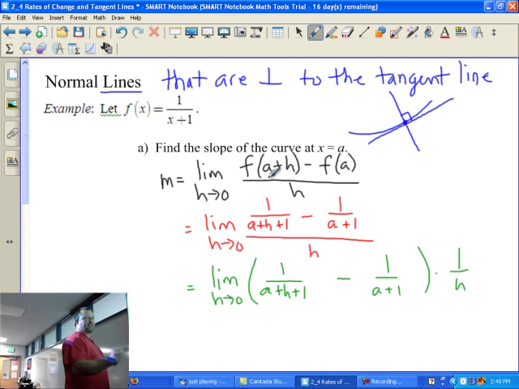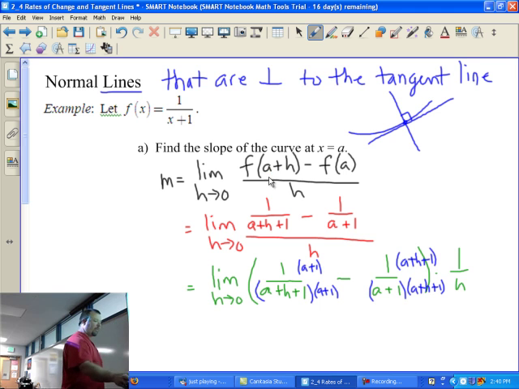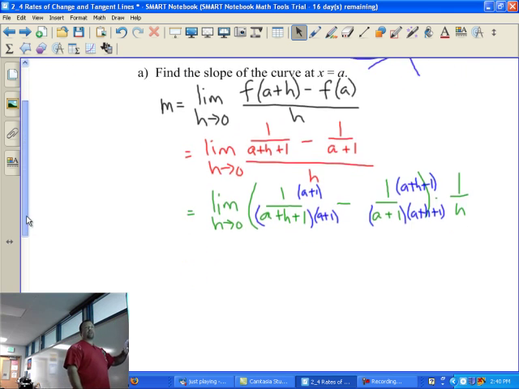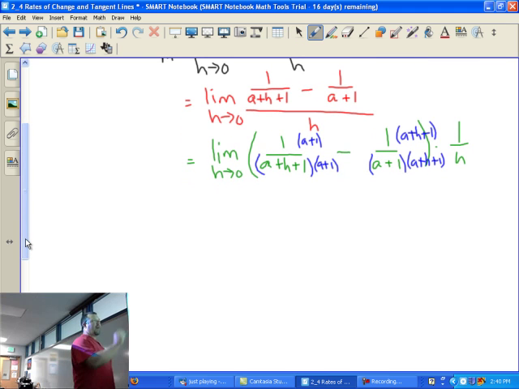Now, in order to subtract these two fractions, I need a common denominator. I have a plus h plus 1. I'm going to multiply the bottom and the top by a plus 1. Over here, I'm going to multiply the bottom and the top by a plus h plus 1. And then I'm going to simplify my fractions here. All right, so I've got limit. Notice it shows up every single time. It does not disappear until I evaluate it at h equals 0.